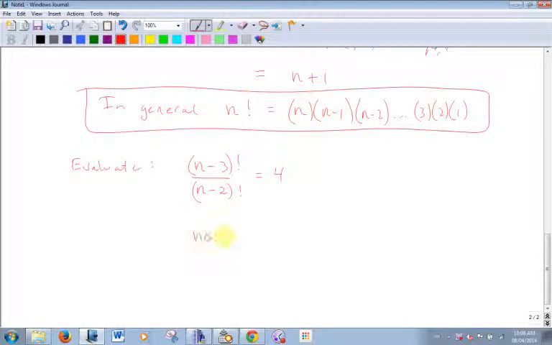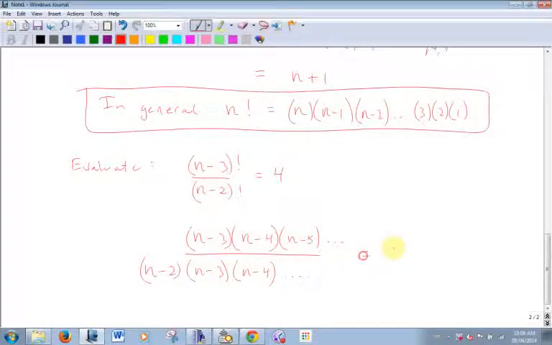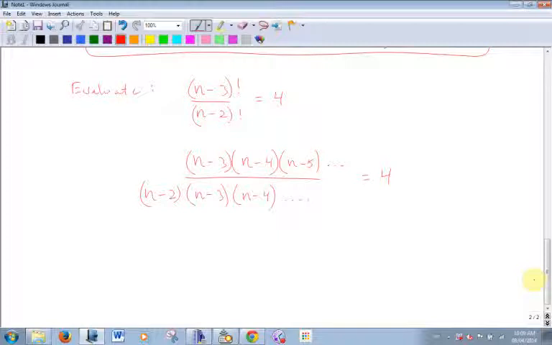I know that n minus 3, what's 1 less than that? n minus 3 minus 1, right? n minus 4, and so on. n minus 2 is n minus 2. What's 1 less than that? n minus 3. 1 less than that. Do I need to keep going? And that equals 4. See some stuff that I can cancel out here? Whatever all this stuff is, it cancels, right? n minus 4, n minus 3. Well, that looks a little nicer.